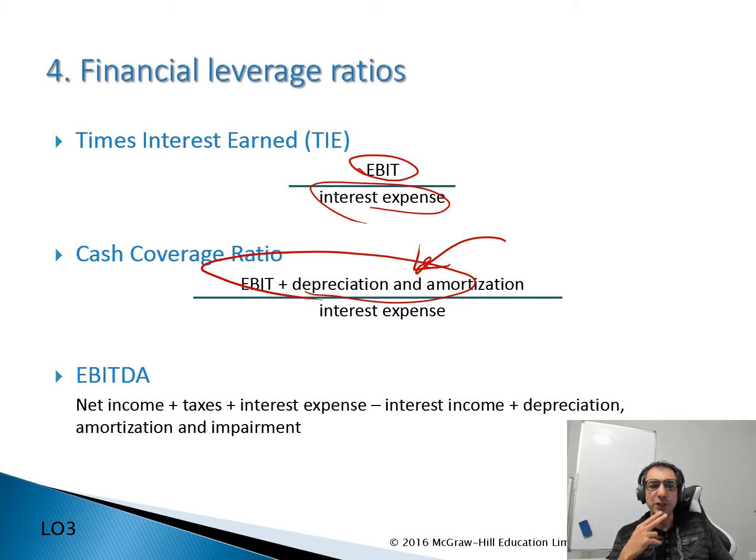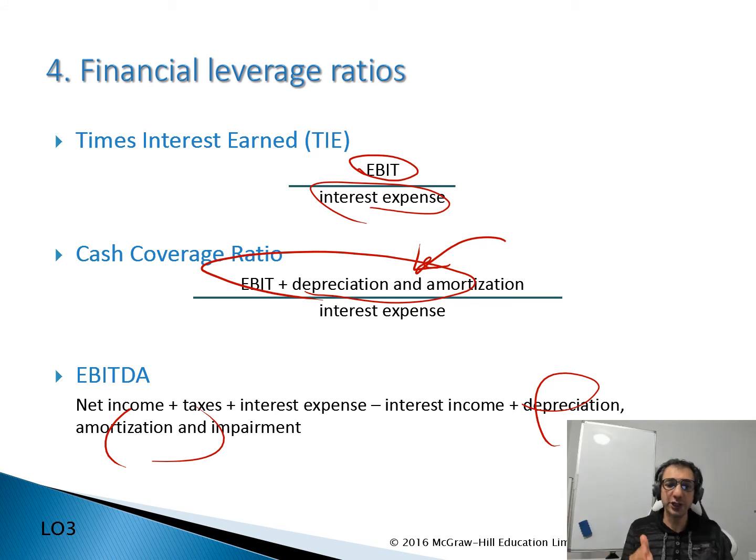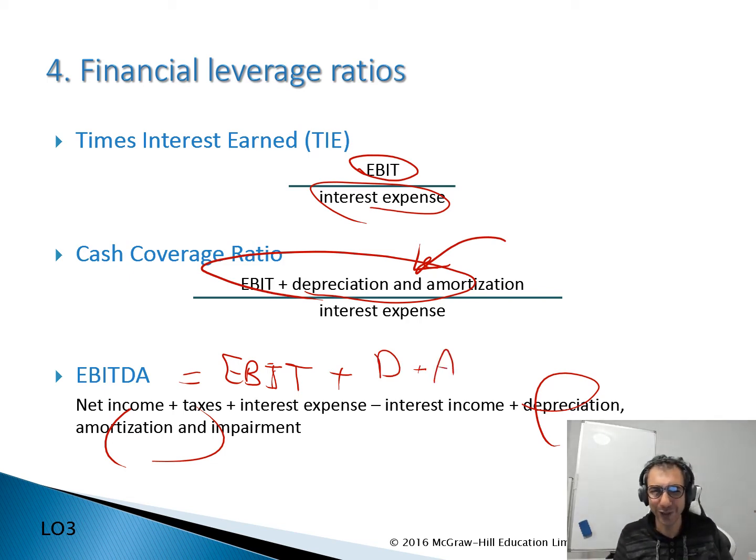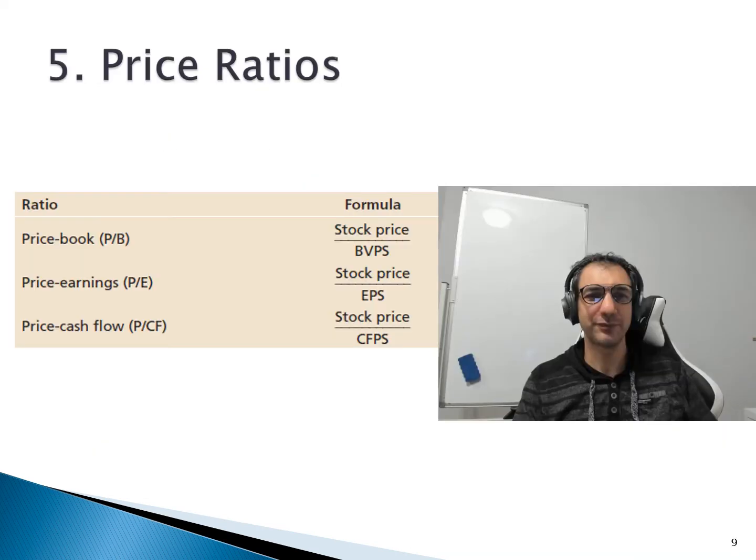EBITDA, earnings before interest, tax, depreciation, and amortization, is actually your EBIT or operating income when you add back your depreciation and amortization. That's why I tell my students that it's actually your EBIT plus depreciation plus amortization. What's the difference between depreciation and amortization? Usually we use depreciation for tangible assets and amortization for intangible assets.